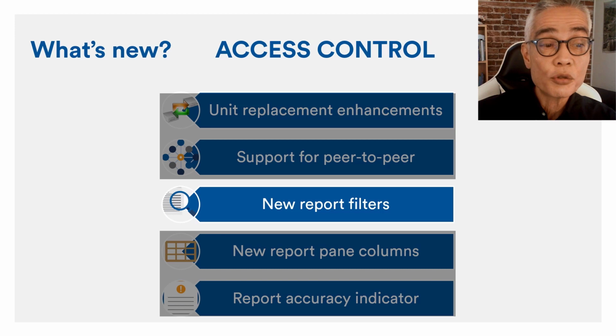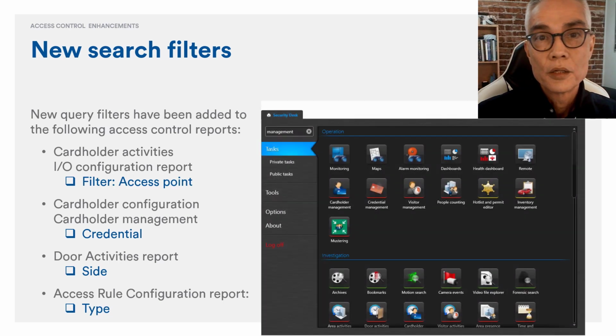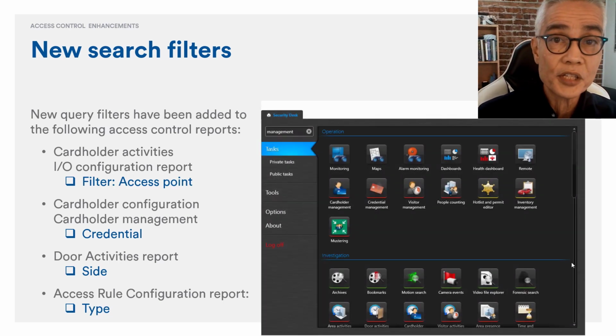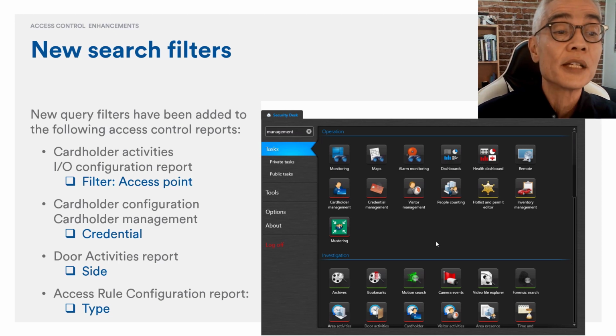New access control report filters. So 4 new query filters have been added to various access control reports. Here's the first new filter. It's called Access Point, and this can be found in the cardholder activities and the I/O configuration task. So let's take a look at that.